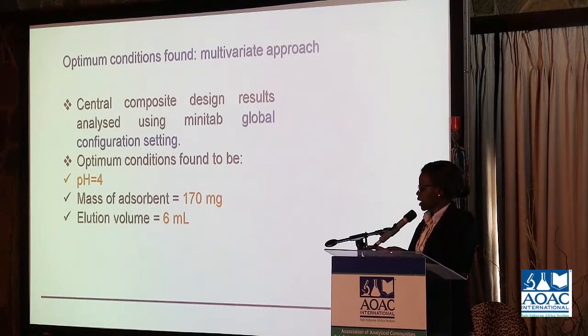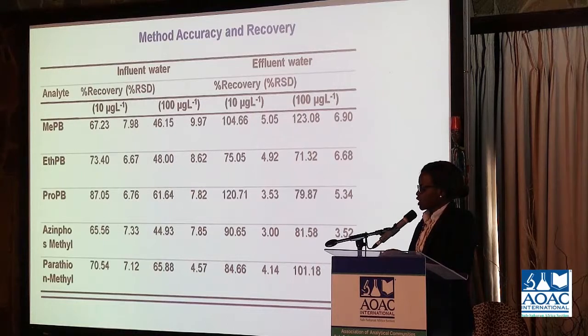This is what I used to carry on with the validation and method performance. So far, I have managed to conduct the method accuracy and recovery in two different matrices, influent wastewater and effluent wastewater. I was using one of the tools that we have learned and that are used in performing method validation, which is spike recoveries. I spiked the samples at two levels, at 10 and 100 ppb, for the six analytes that I'm analyzing, which are the methyl parabens and the organophosphorus compounds.